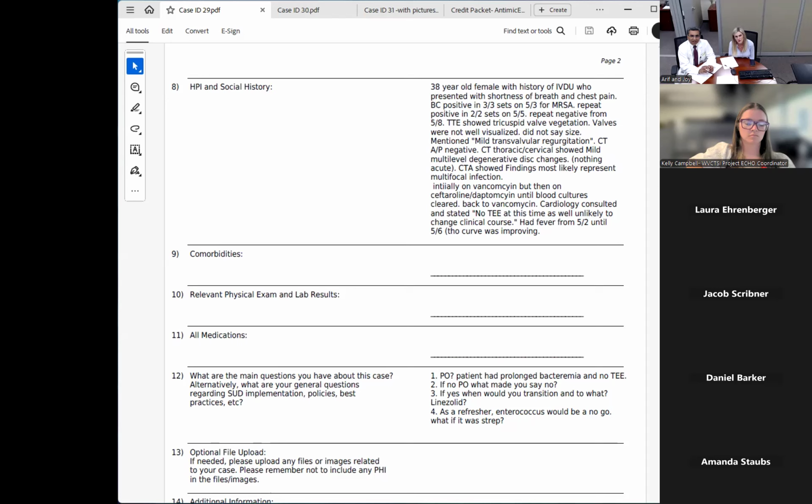I was interested in the dual antibiotic up front with the ceftaroline. Was that ID or was that the team starting before calling ID? Oh no, that was me. When repeat blood cultures are positive, I switch very quickly to dual therapy. Got it. Awesome, that makes sense.